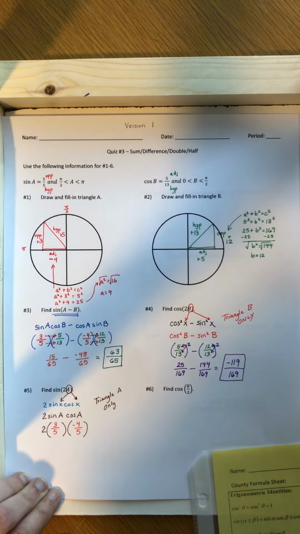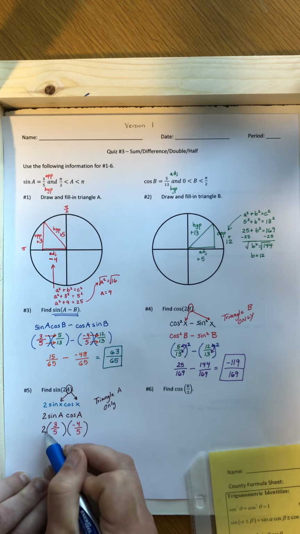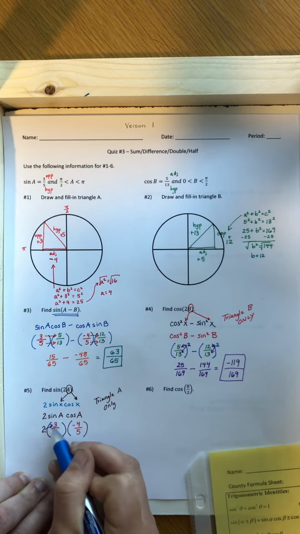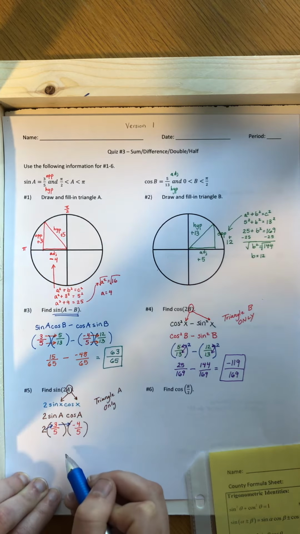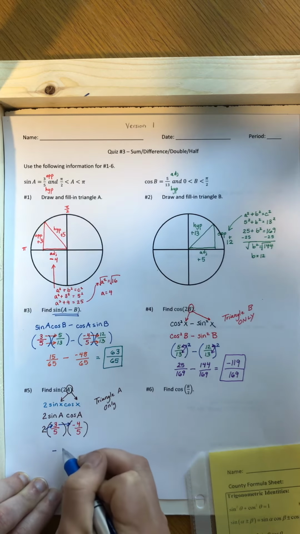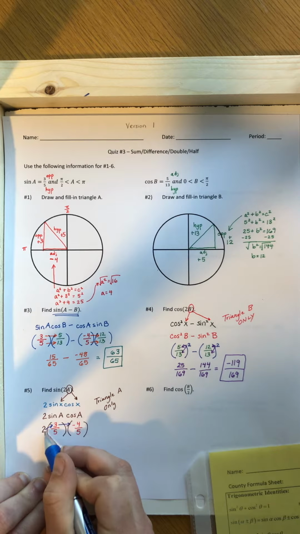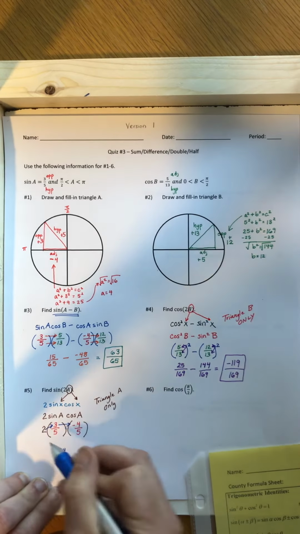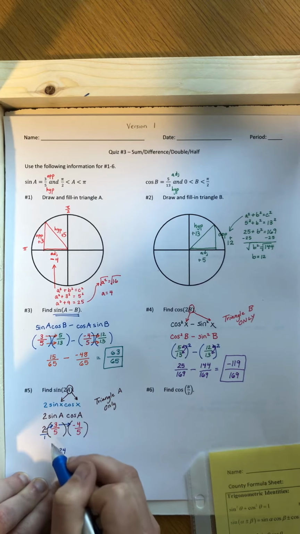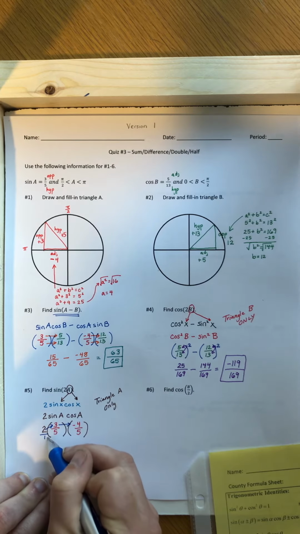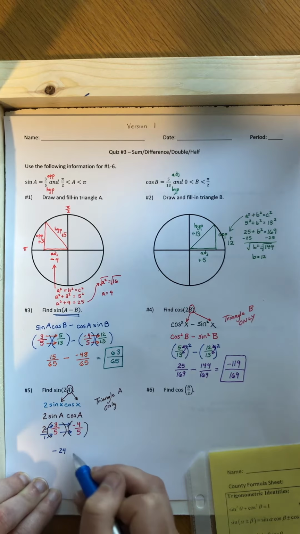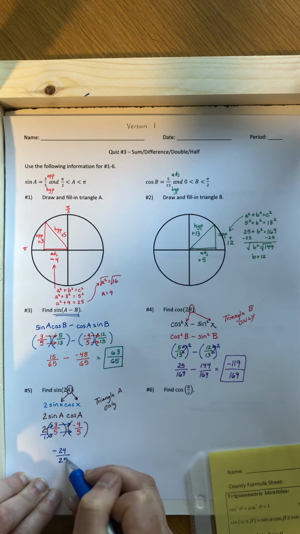Now we are just multiplying fractions here, so we multiply straight across. You're going to do 2 times 3 times negative 4. That's negative 24. 2 is in the top, in the numerator, because this is technically 2 over 1. Then you're going to do 1 times 5 is 25.